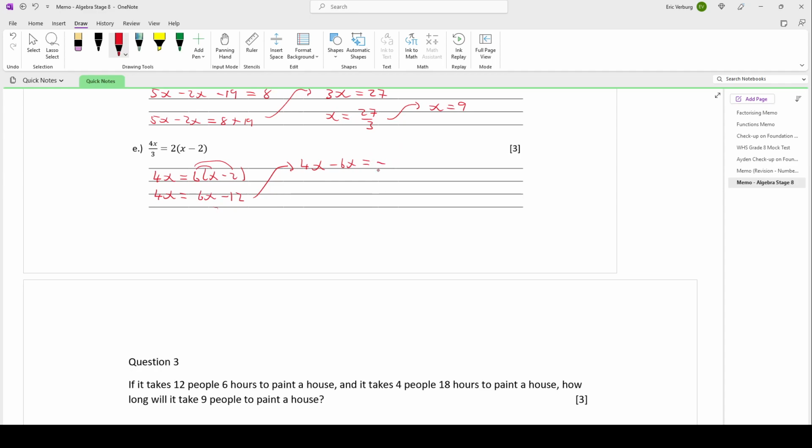Sorry. And on the right, all that's left, if we take the 6x away, is the minus 12. And now we can simplify. 4x minus 6x is negative 2x equals negative 12.